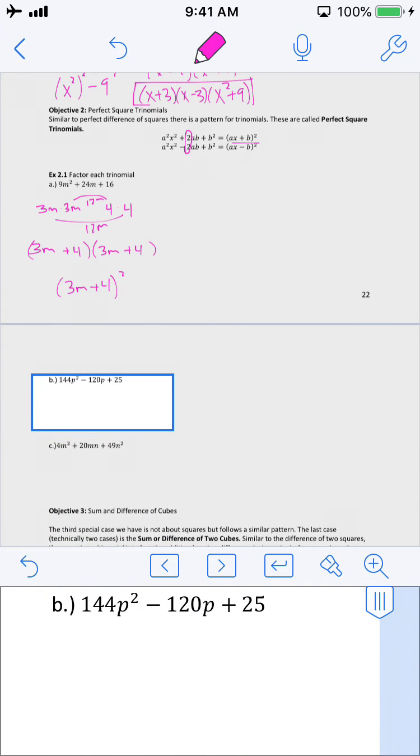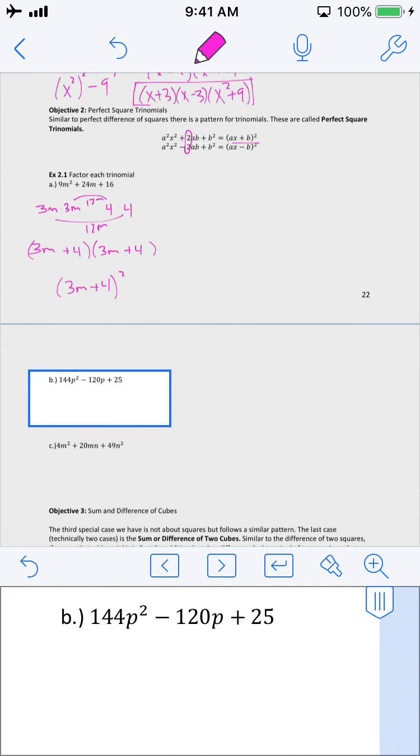Works with minus as well. So 144, that is also a square. I could get 12p and 12p. There are other things I could do, but I'm noticing it's a square, so I'm going to try that first, just in case. Here's 5 and 5. That's also a square. That's super convenient for me. I hope this works out.